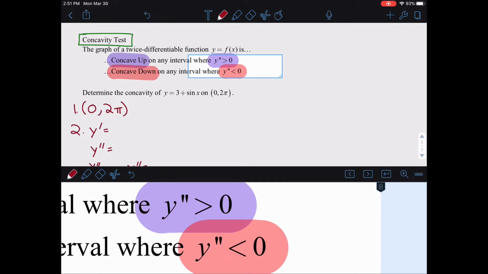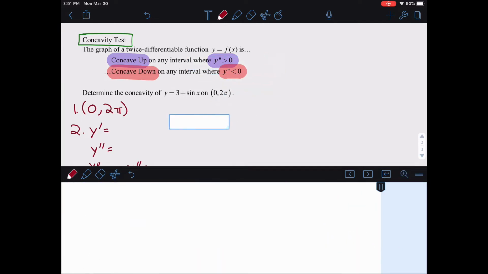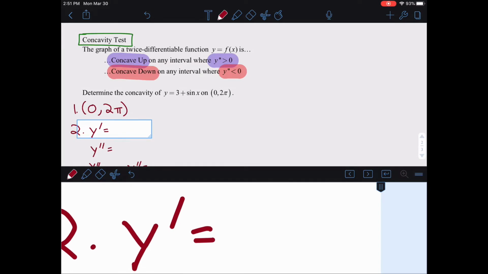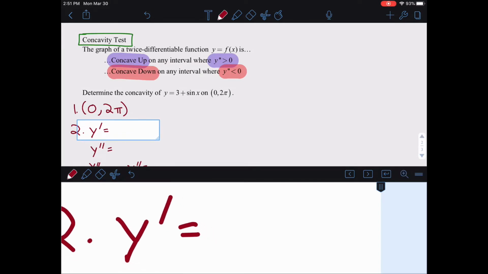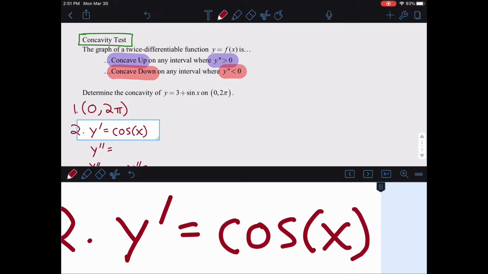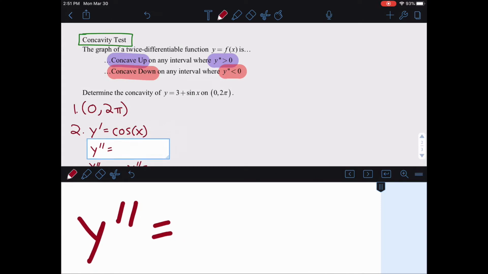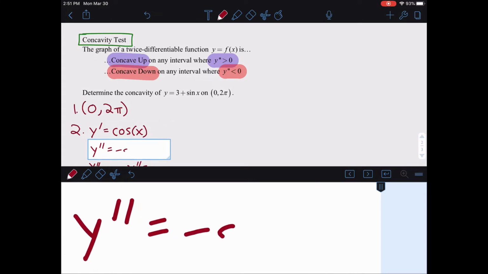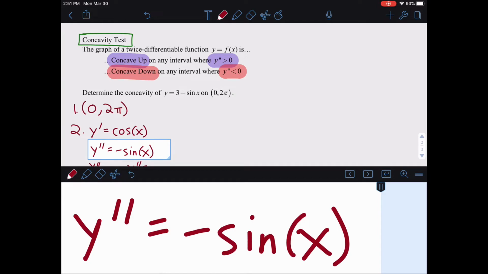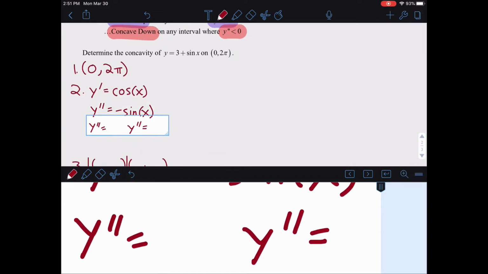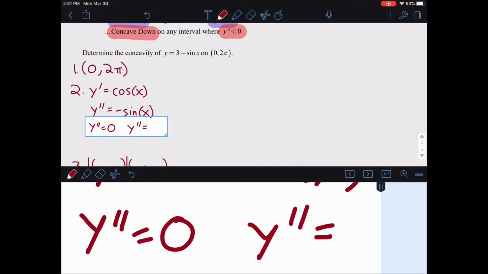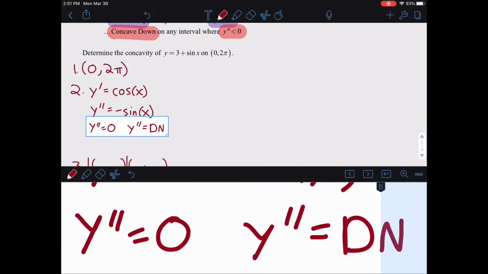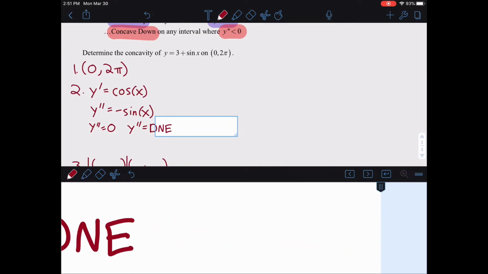Now, in order to find the second derivative, we still have to get y prime here. So what's the derivative of 3 plus sine of x? Derivative of 3 is 0. Derivative of sine is cosine of x. And now we take the derivative again, and we get negative sine of x. And now I'm going to set these equal to 0 and does not exist.